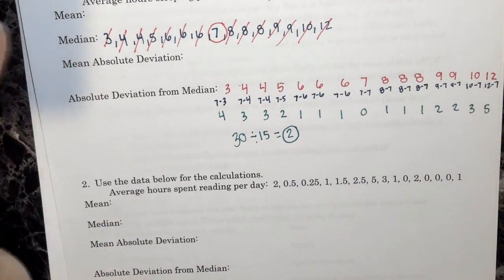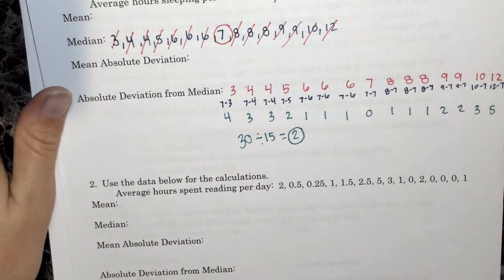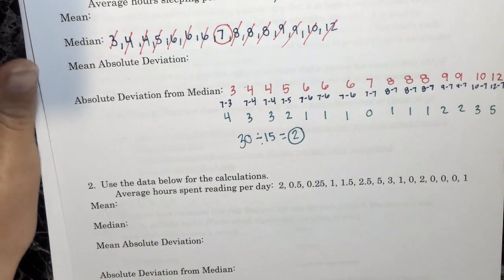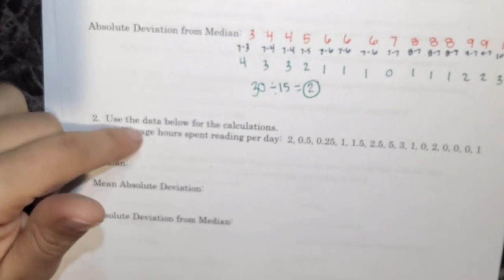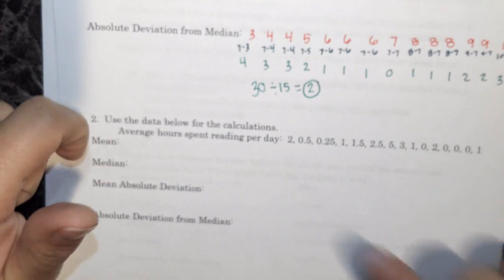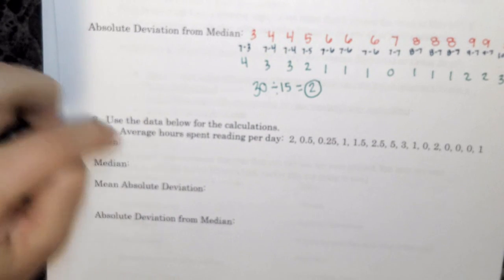Okay, and then I want you to find the mean absolute deviation. See, are they similar or are they not? They should be pretty close to each other. Alright, so that was a little bit longer than I thought for this part, but that's okay. For number 2, do the same thing. You're dealing with decimals, that's okay. Put them in order. You're going to find the mean absolute deviation and the absolute deviation from the median.